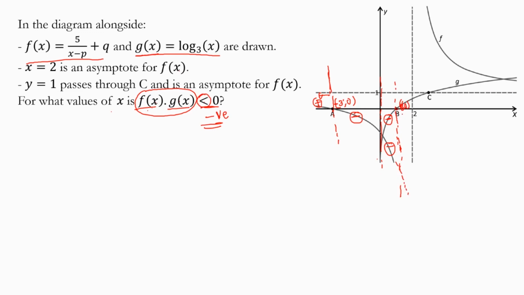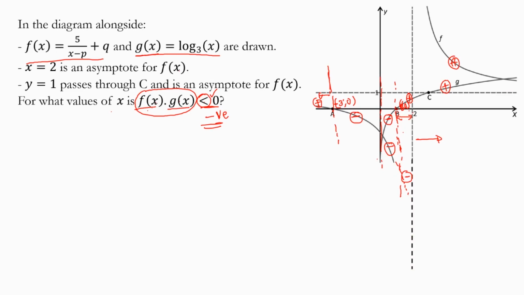When you come between 1 and 2, we can see that g(x) is above the x-axis, so it is positive, but f(x) is below the x-axis, so it is negative. So this is the region we want, because the product is negative. f(x) times g(x) between 1 and 2 gives a negative answer. After 2, both graphs are above the x-axis, so it is positive times positive, which is positive. So we don't want that. This is the region we want.